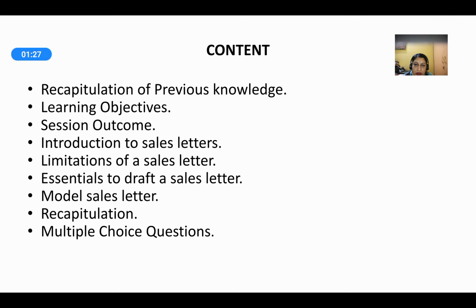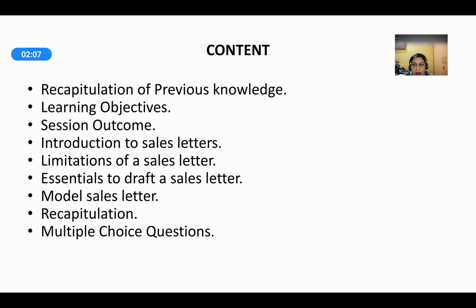Sales letters are a prerequisite of our business world, and so in this session we will be introducing commerce students to sales letters, and also the limitations pertaining to them. The essentials to draft a sales letter, or how to draft one, are also discussed in detail, and a model sales letter will be provided, including the format. Finally, a recap will cover the introduction, limitations, essentials to draft a sales letter, and the model sales letter.